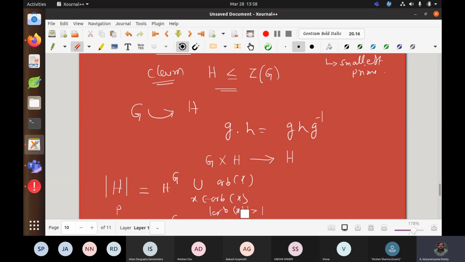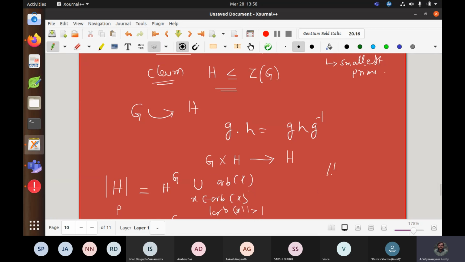It is because the orbit size strictly lies between 1 and p. So whenever it is greater than 1, it has a prime factor. That prime factor is dividing the orbit of X. The cardinality of the orbit of X divides the cardinality of G. So that prime is dividing the order of G, but p is the smallest prime dividing G. So that's a contradiction. So the orbit of X cannot be greater than 1.